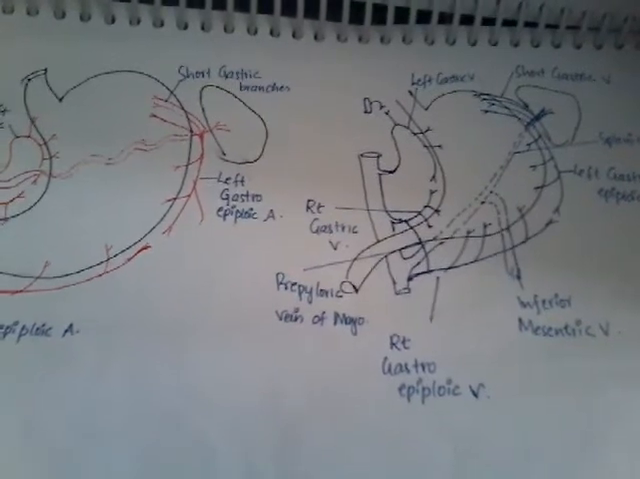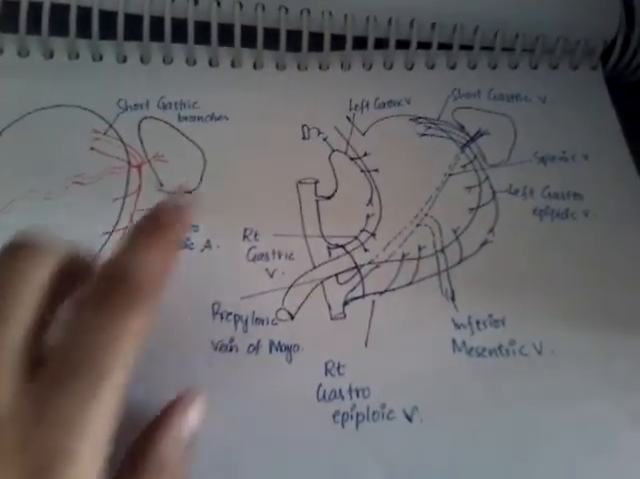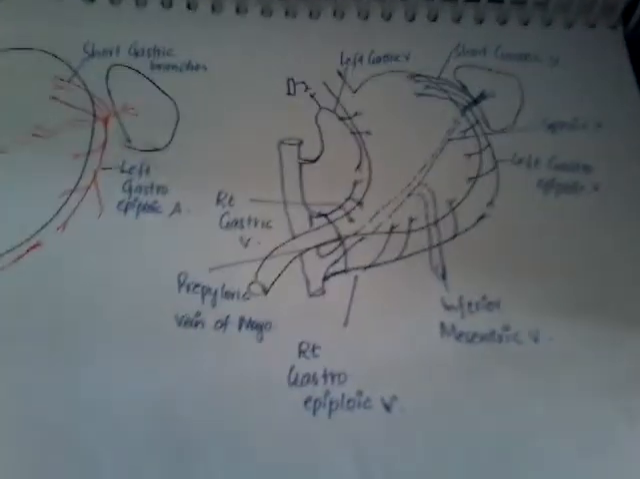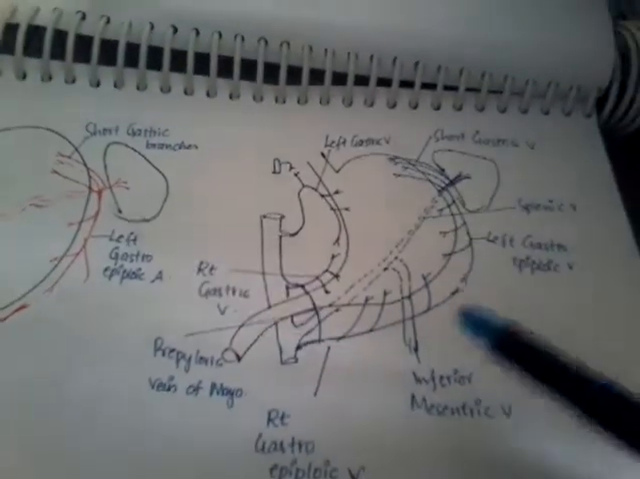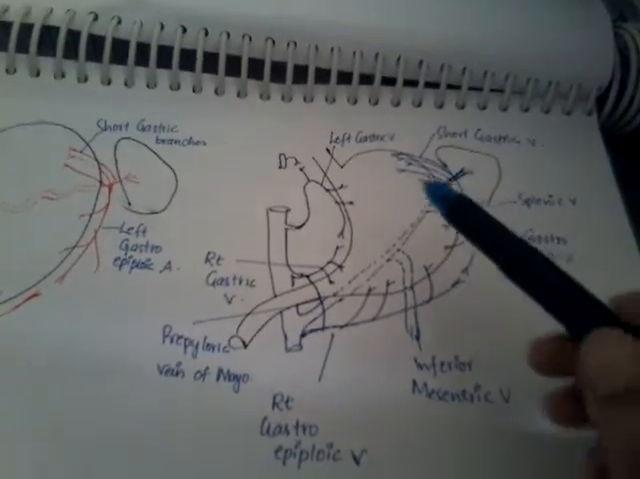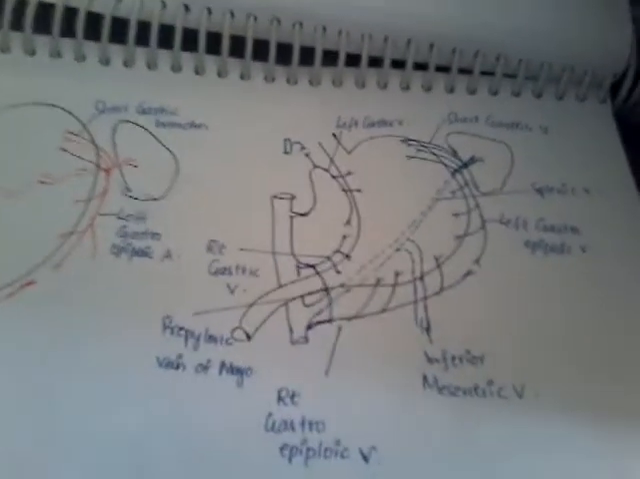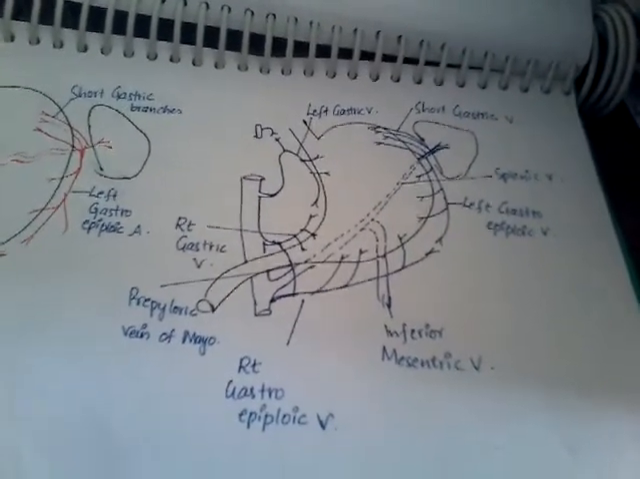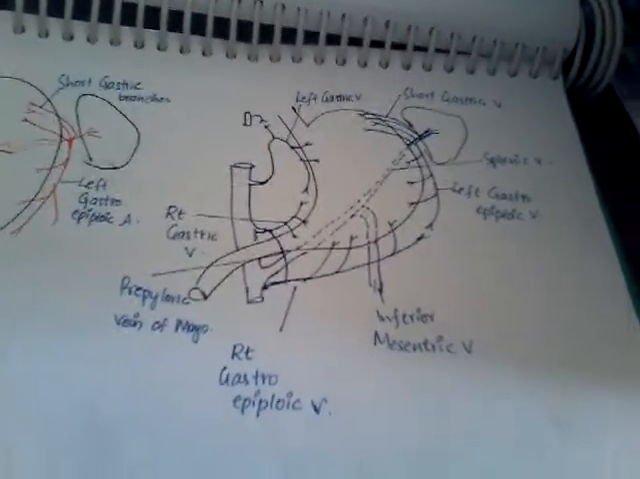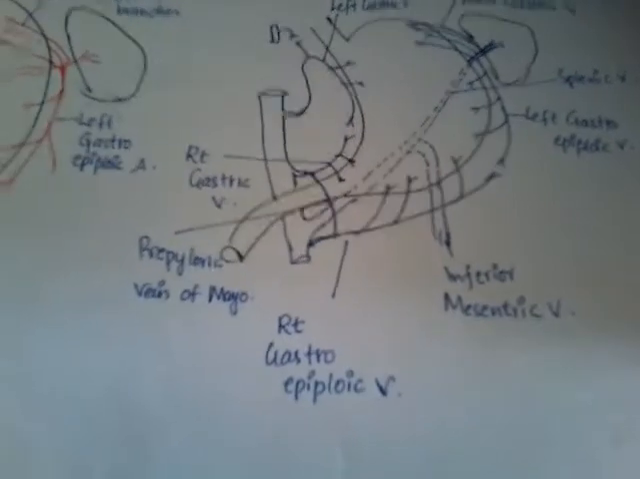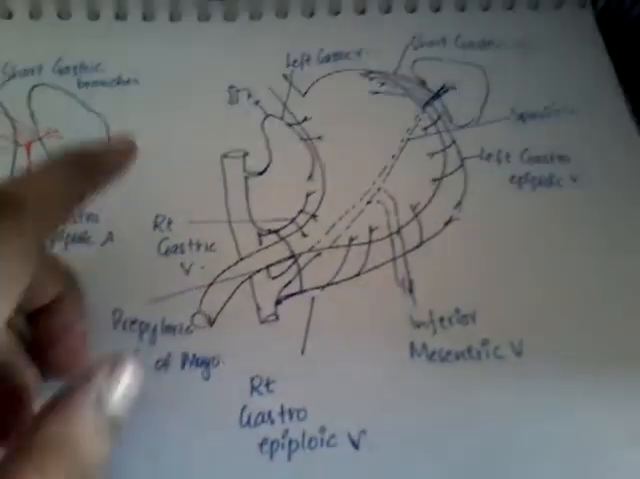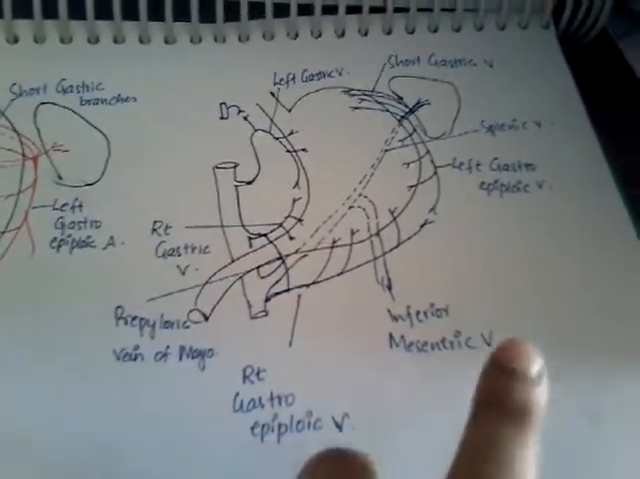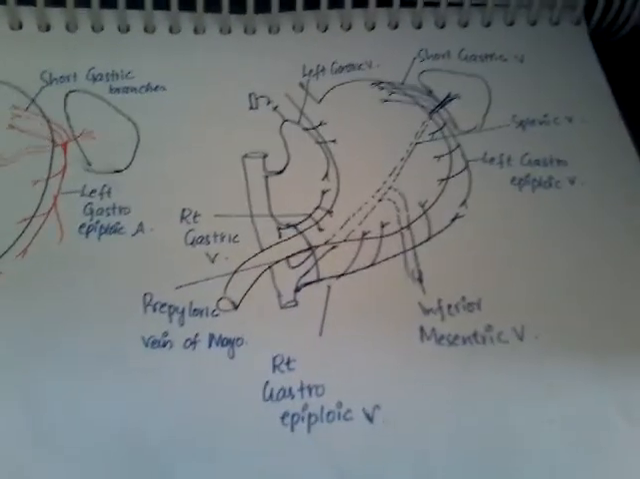Then the venous drainage of the stomach. Venous drainage will correspond to the arterial supply. So there is the left gastric vein and right gastric vein. There is also the left gastroepiploic vein, right gastroepiploic vein, and short gastric veins. So the stomach veins will drain into the portal system.